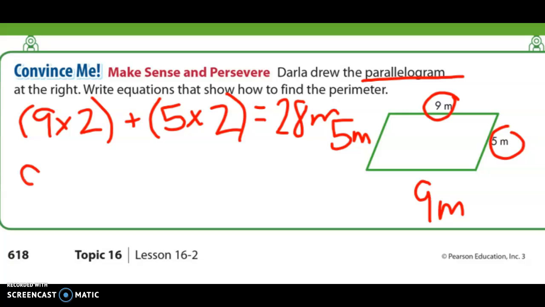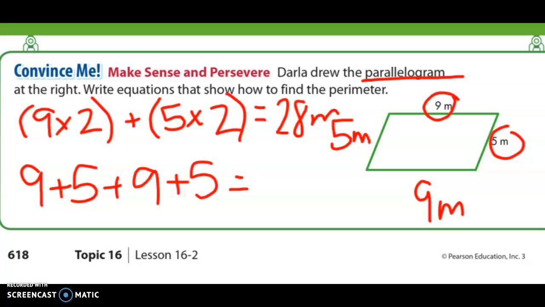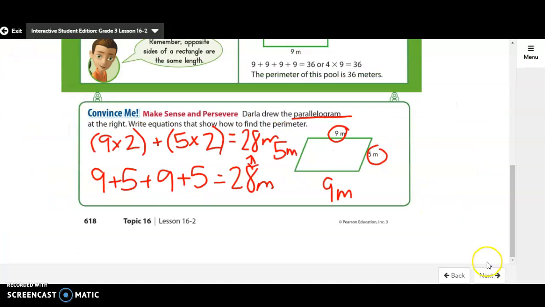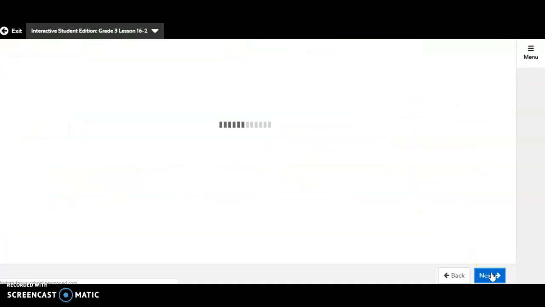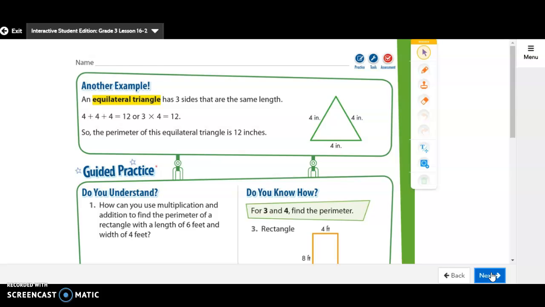Another equation you could write, you could just do the addition. 9 plus 5 plus 9 plus 5. Of course, you could put these in any order that you want to. 9 and 5 is 14. 14 and 9 more is 23. 23 and 5 more is 28. So guess what? Same thing. We get that same answer whether we used multiplication equations or we used addition. Because we know really that multiplication is just repeated addition.